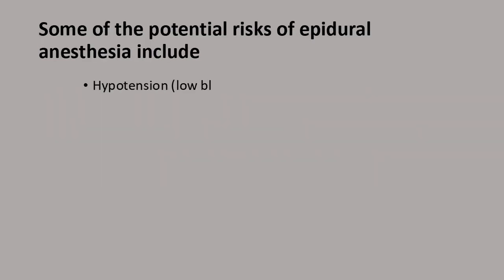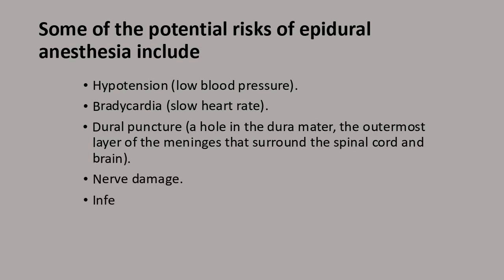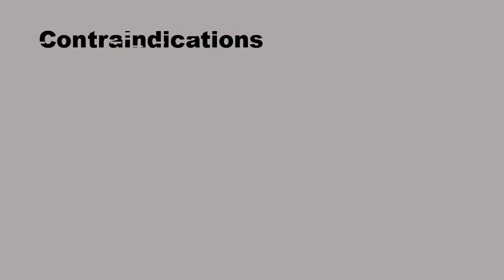Some of the potential risks of epidural anesthesia include hypotension, low blood pressure, bradycardia, slow heart rate, dural puncture, a hole in the dura mater, the outermost layer of the meninges that surround the spinal cord and brain, nerve damage, infection, headache. Contraindications. Patient refusal.